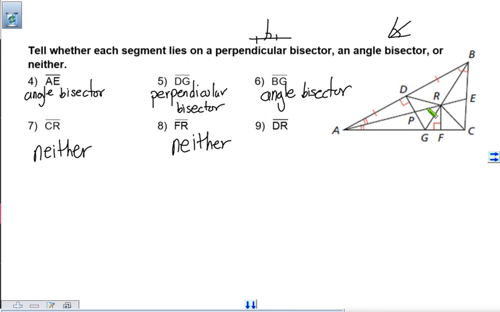And we are looking at segment DR. Segment DR does not have the right angle at it and doesn't go to one of the vertices. So this again is neither.